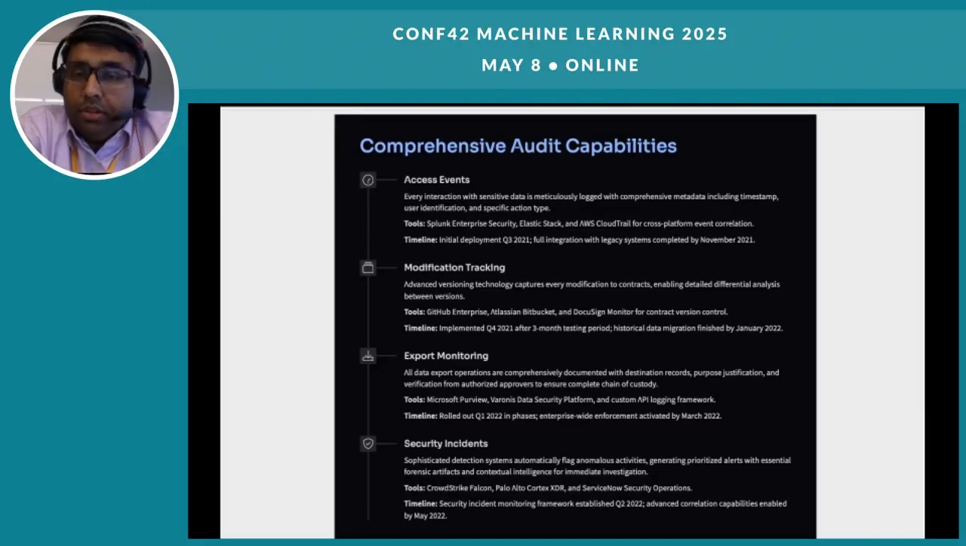Comprehensive audit capabilities. We made sure every user action and data movement is fully traceable. Every access is logged, including who, what, when, and why. All contracts and data modifications are version controlled for accountability. Data exports are tracked and anomalies trigger alerts for investigation. This builds trust both internally and with regulators.